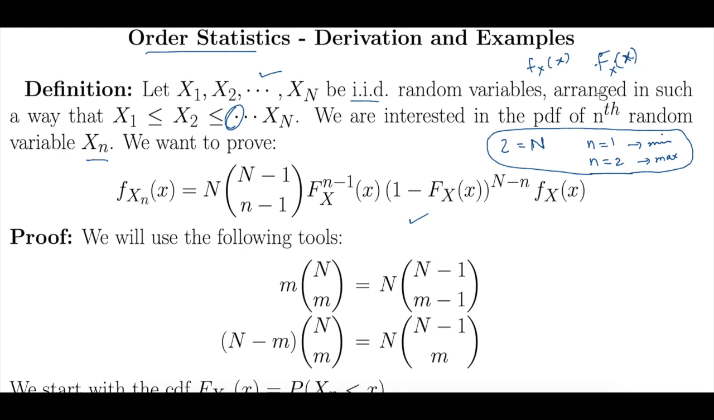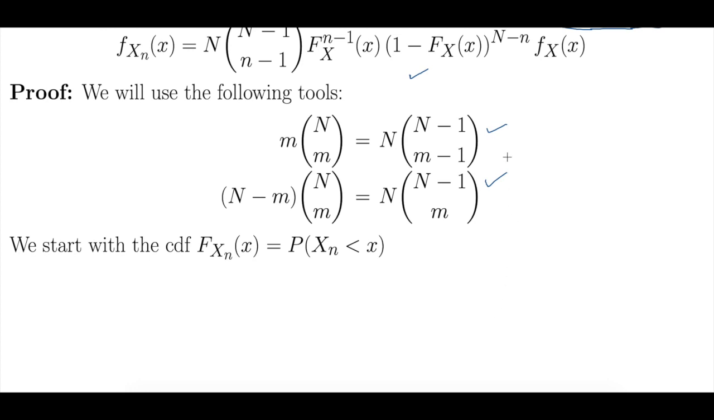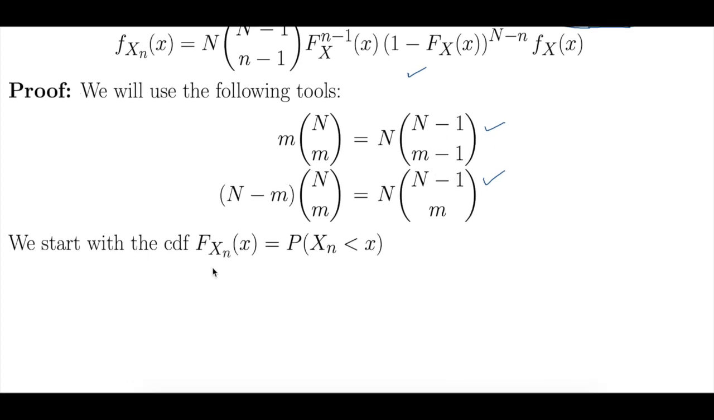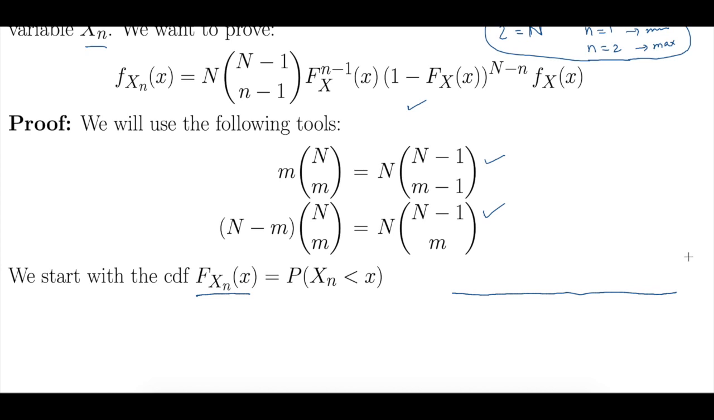All right. In order to prove this, we will make use of these identities, which are easily proved by using the definition of n choose k. So we start with the CDF of the nth of these variables. So let's say this is the real number x, and then we have, let's say, this is my x1, this is my x2, this is my x3, somewhere here is my xn, and this is my Xn capital.